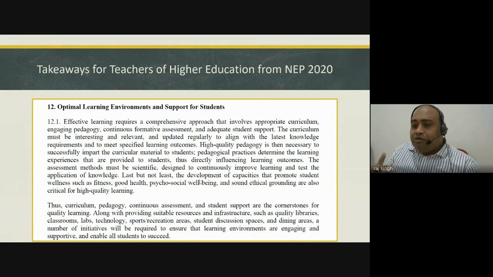Somehow we have to increase the learning outcome, and in order to do that we have to do three things. We need an engaging pedagogy that needs research in subject oriented or discipline oriented pedagogies. Continuous formative assessment, I will explain in later slides. And recent knowledge integration is very, very important. If you are not up to date, our students' skills will not be enough for research or the market.